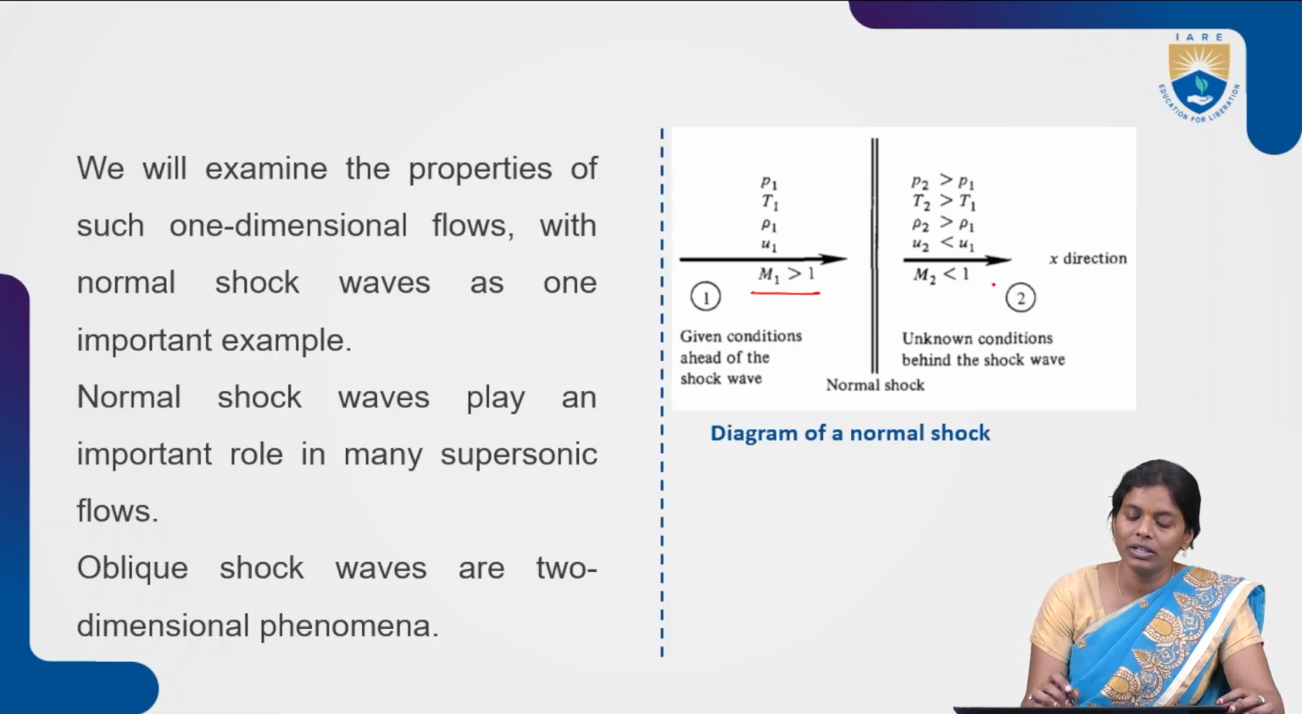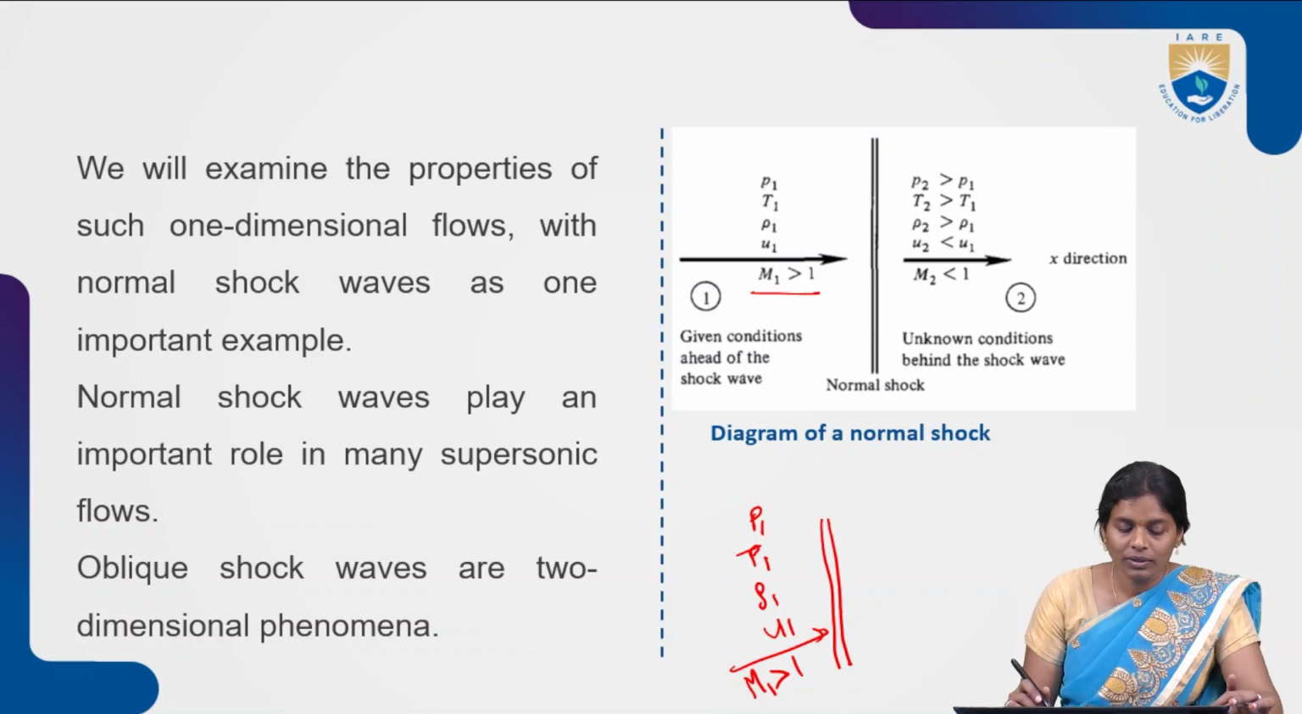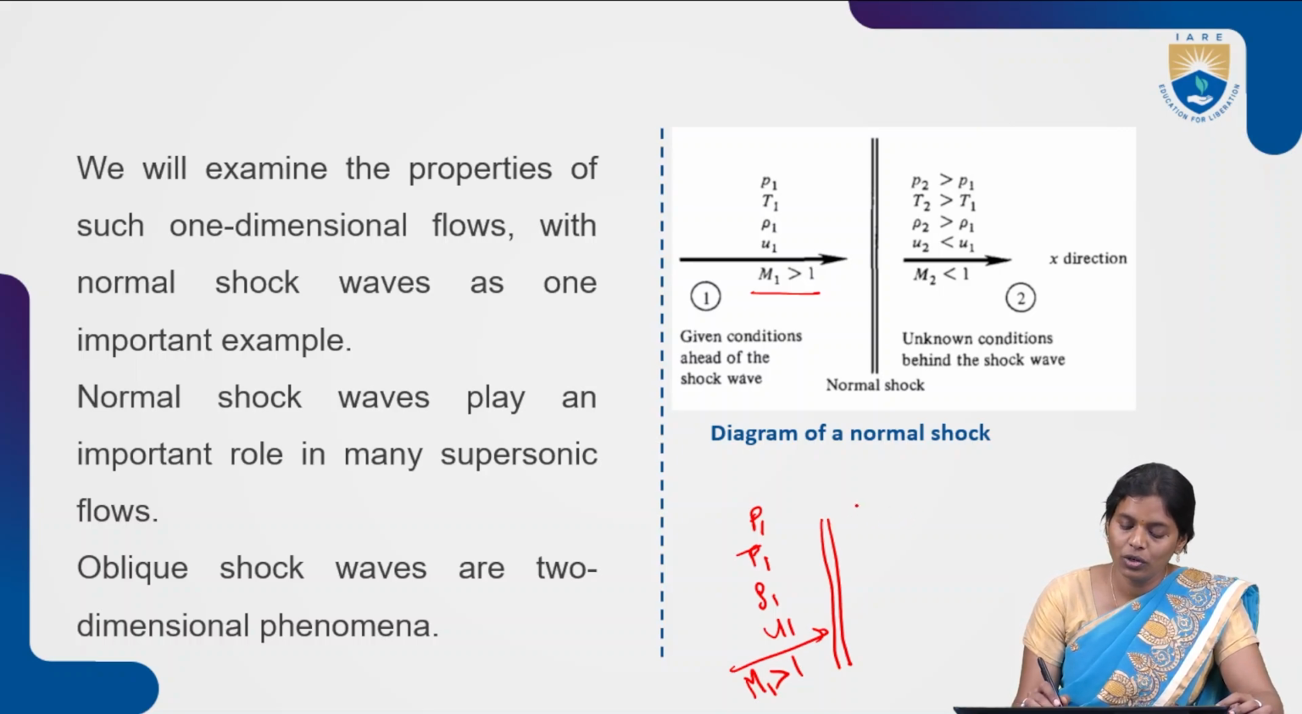So you can see here the flow properties we have before the shock wave: P1, T1, ρ1, U1. We are telling that the formation of shock wave will occur when we have the Mach number above one, right? So for this one, what is going to happen behind the shock wave?